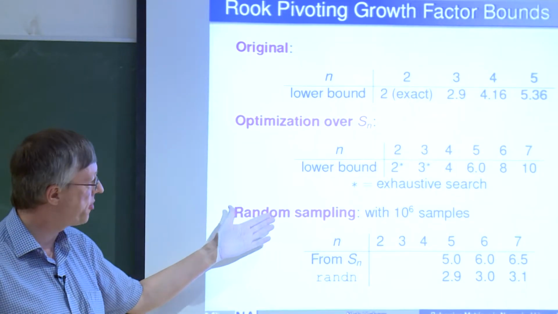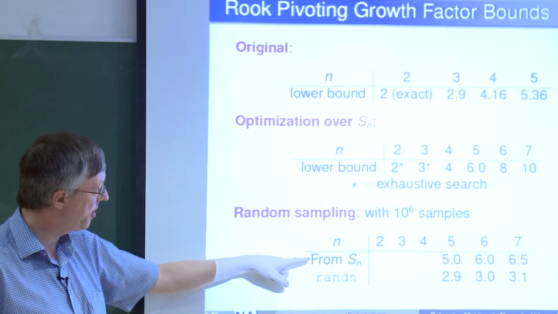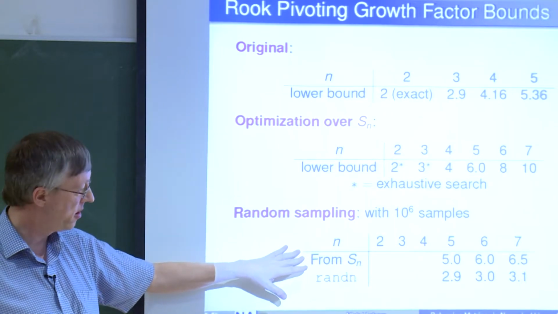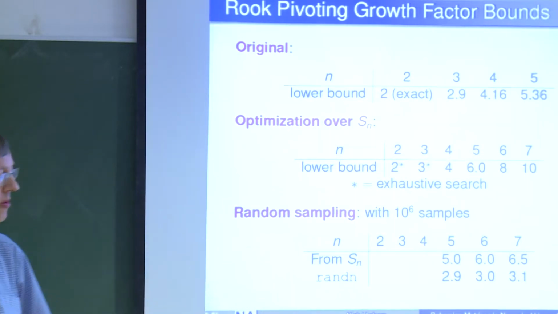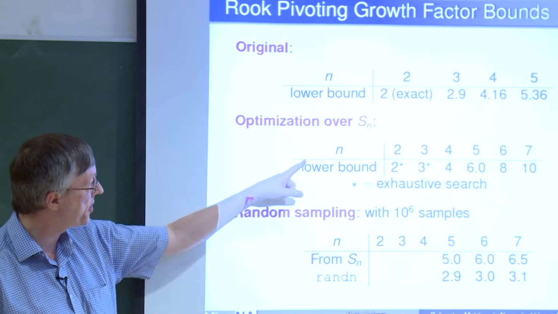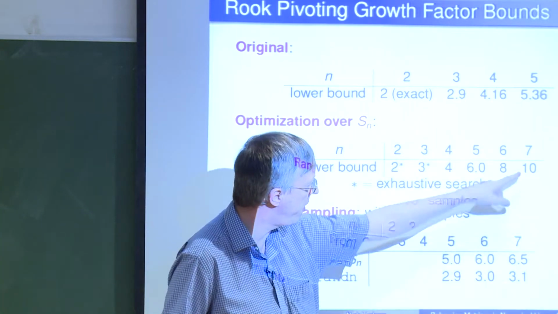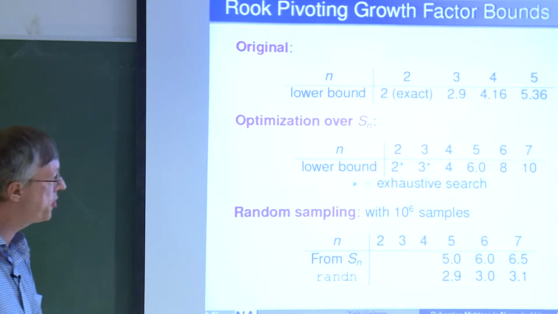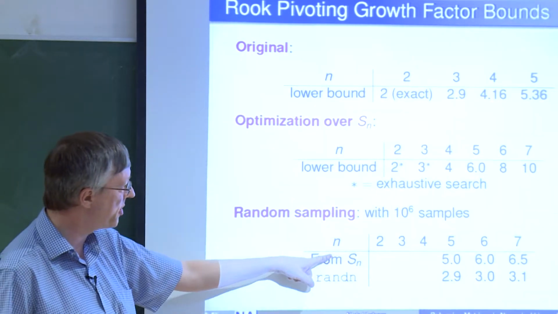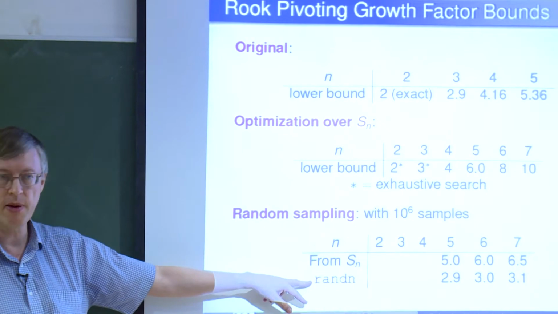Random sampling is something I tried as well. You can sample from the set S_n or even just random normal 0-1 matrices. And there are a couple of interesting points here. First of all, random sampling doesn't do as well as optimization. For example, for n equals 7 I get 6.5 where I got 10 for optimization. And also, random sampling over S_n is doing better than random sampling with randn.